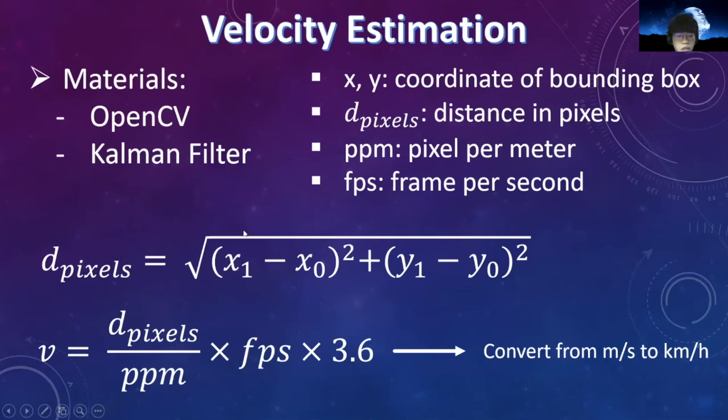The first part is d pixels divided by ppm, which is pixels per meter. This part converts the distance from pixels into meters. The second part is that we multiply it by FPS, frames per second, to calculate the velocity in meters per second. And the last part, we multiply this by 3.6, which converts meters per second to kilometers per hour. I'll explain further how this formula is applied.